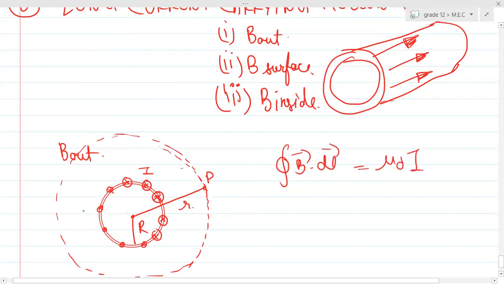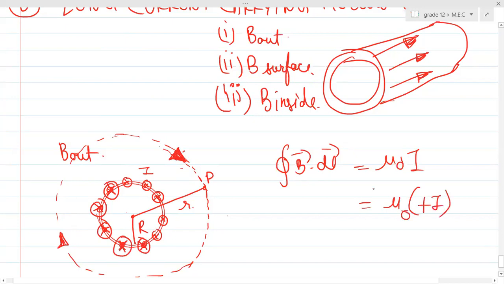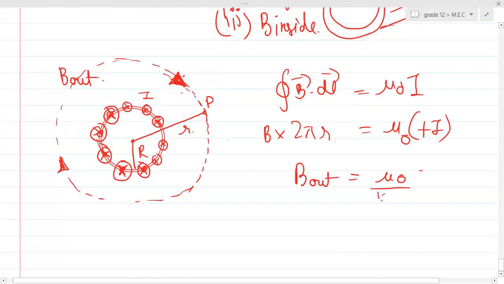Now, can you see when it is outside, all the current is included, and since the current is going inside, let's choose the direction of the loop as clockwise. So when we choose clockwise, all this current which was going inside will become positive, right? Yes or no? So the total will become plus I, and B dot dl will become B into 2 pi R. Can you see B out is equal to mu naught I by 2 pi R, the same thing as the current carrying long wire.